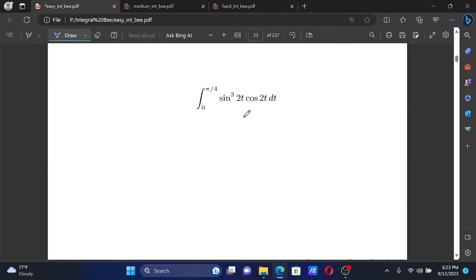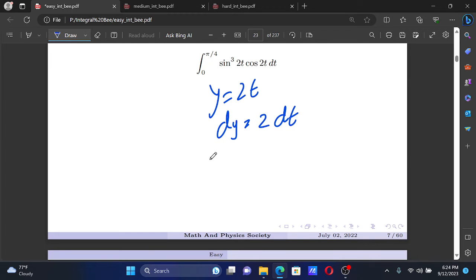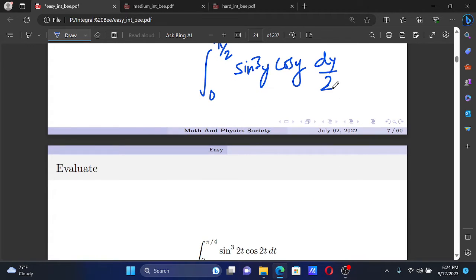Going to the next one. For this we can use the beta gamma function. Let y equal 2t, then dy equals 2 times dt, and we have 0 to pi by 2 of sine cube y cos y dy by 2, and then we have 1/2 integral from 0 to pi by 2 of sine cube y cos y dy.